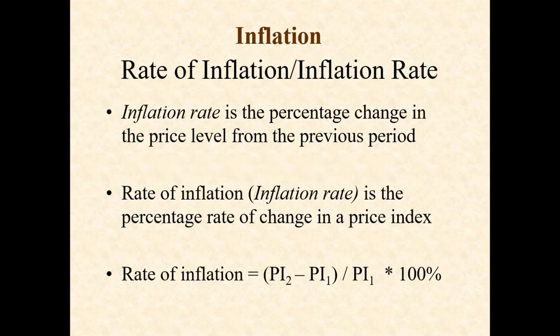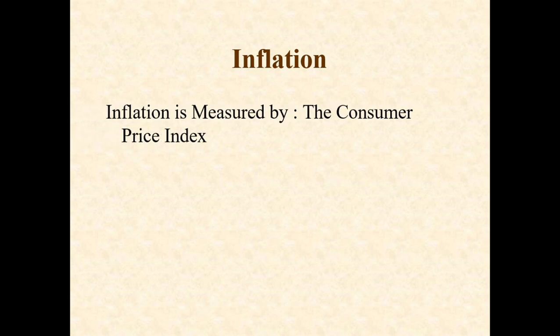Now, the rate of inflation or inflation rate. Inflation rate is the percentage change in the price level from the previous period. So we compare two periods and we check the percentage change, whether there has been a decrease or an increase. This is the formula of the rate of inflation: the current price index minus the previous price index, divided by the price index of the previous period, all times 100%. That is how to calculate the rate of inflation. So inflation is mostly measured with the consumer price index.